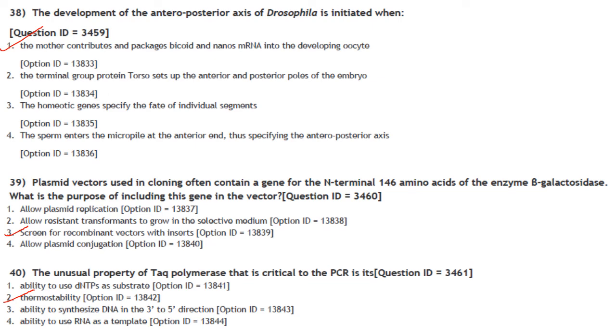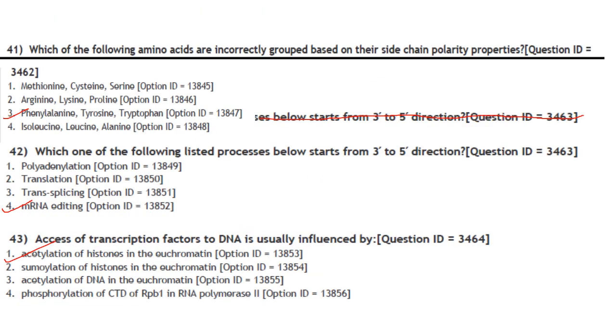Then, the unusual property of Taq polymerase that is critical to the PCR is its. So is it thermostability? The Taq polymerase is highly thermostable. Answer is 2. Then which of the following amino acids are incorrectly grouped based on their side chain polarity properties?